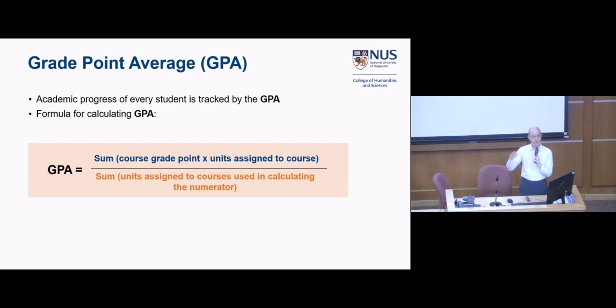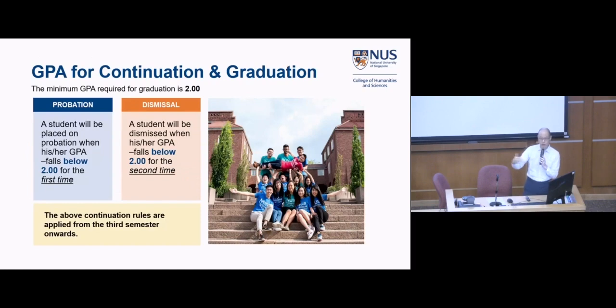So it's 4 times the grade point you received, and you divide that sum by the total number of units you used to calculate this GPA, right? So that's the GPA. There are also GPA calculators on the NUS website as well, so you can use that. So the grade point average is important, of course, because it has to do with many criteria you need to fulfill in order to graduate.